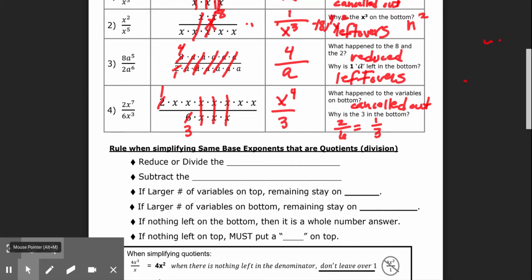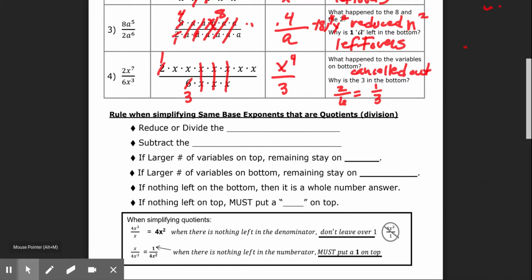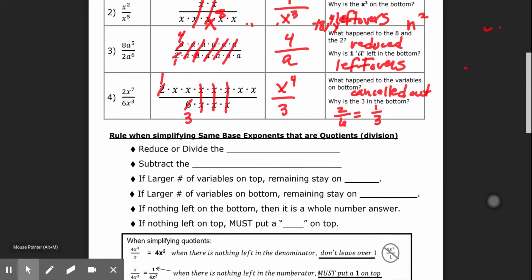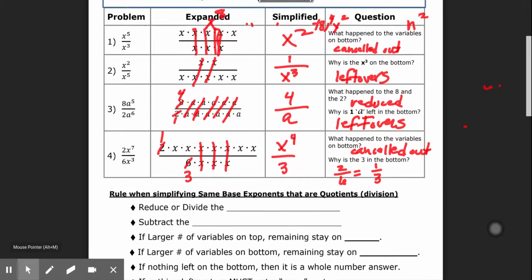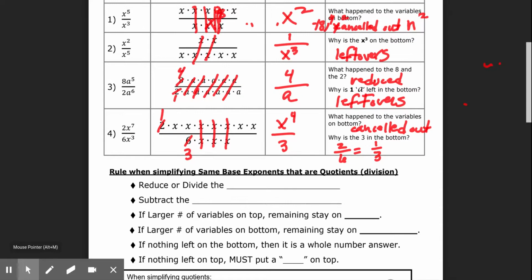So let's see what we can do here. On rules when simplifying with the same base or exponent that are quotients, or basically division, we're going to reduce or divide the coefficients.